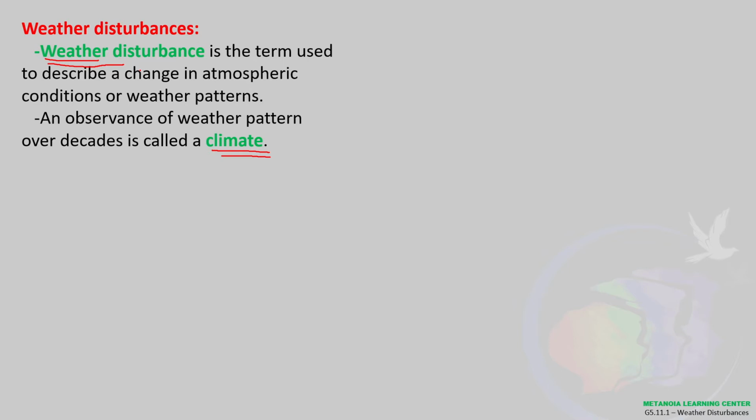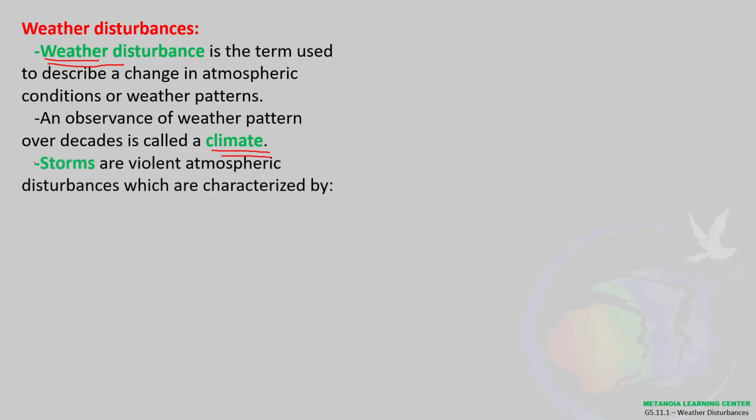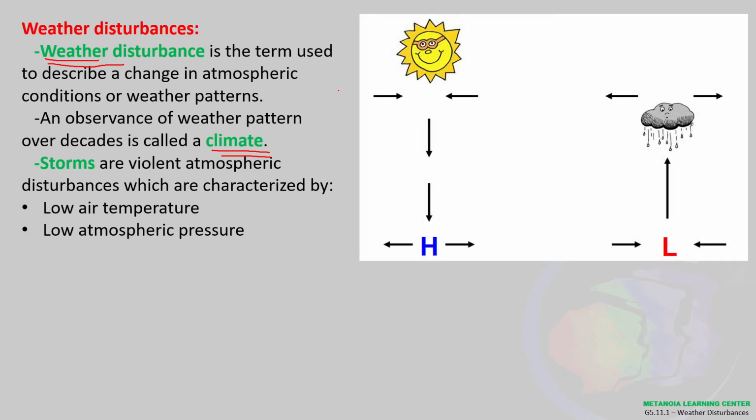Compared to climate, it is the observance of these weather patterns over decades. So, I'm talking about 20, 30 years of time. So, dyan nag-change, dyan binibase ng mga scientists kung ano yung climate of that certain area is. Okay? So, storms are violent atmospheric disturbances which are characterized by low air temperature, low atmospheric pressure. So basically, these two are related.